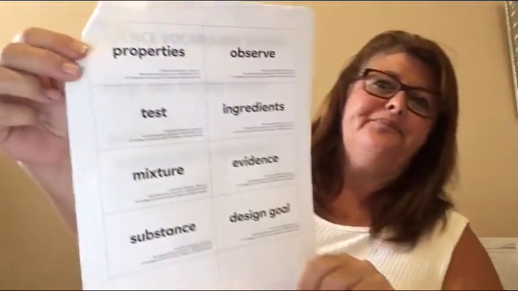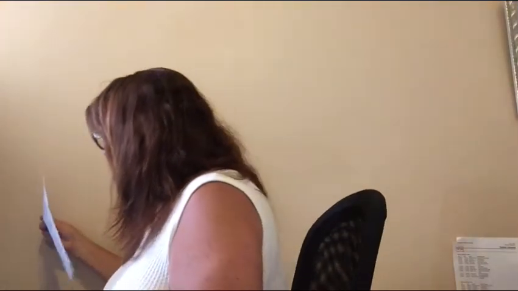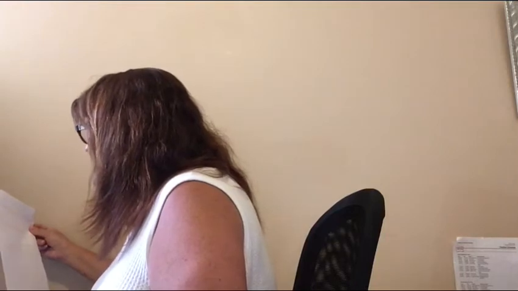Your vocabulary words are engineer, substance, evidence, test, property, ingredients, mixture, record, and observe. Here are your words. These are your vocabulary words. You should have all written down these science vocabulary words.